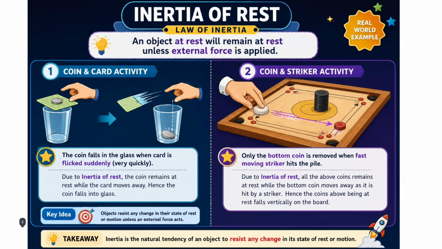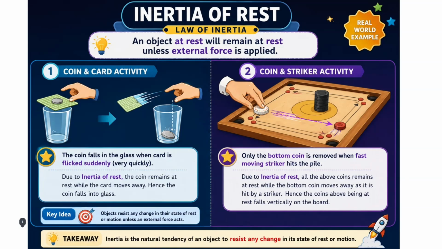Let's understand this with two super fun real world examples. Let's look at our first activity. Imagine placing a smooth card over a glass and putting a coin on top of that card. Now, what happens if you flick the card suddenly and very quickly? The card flies away, but the coin doesn't. Instead, the coin falls straight down into the glass. Why? Because of inertia of rest.